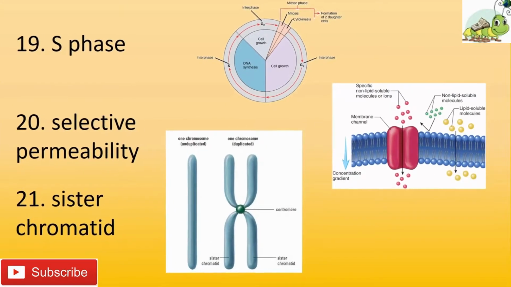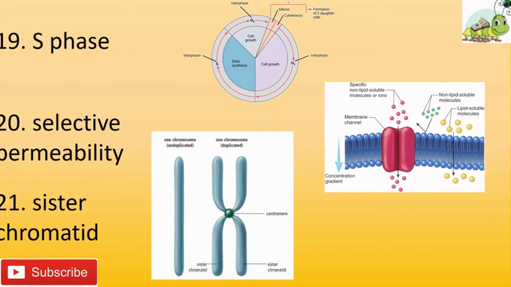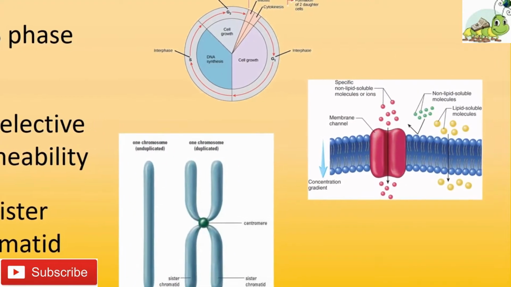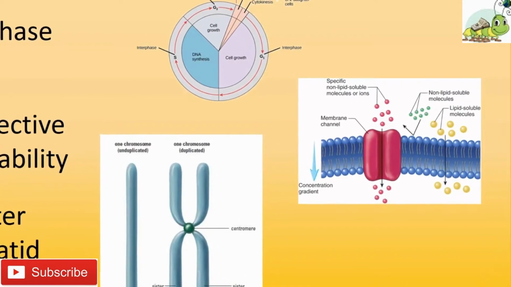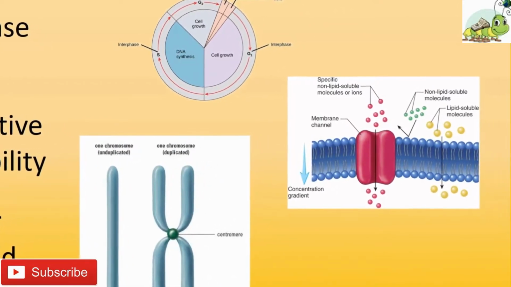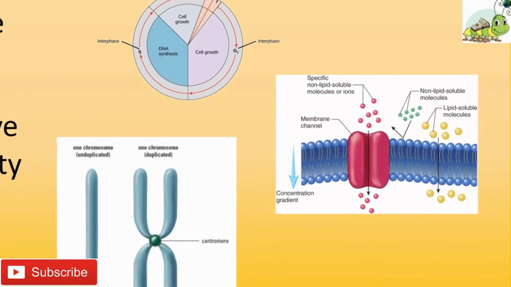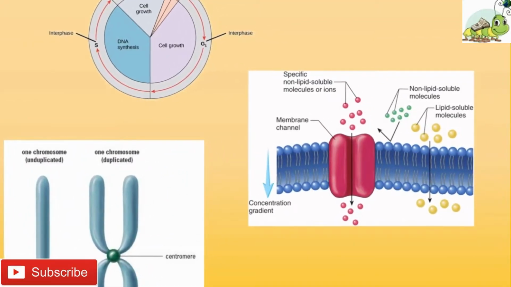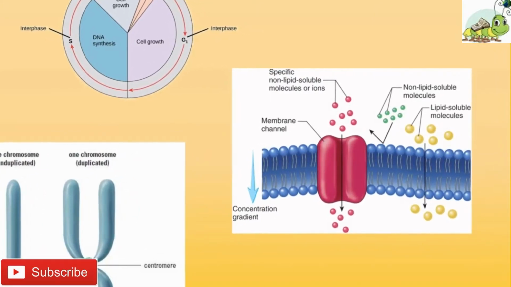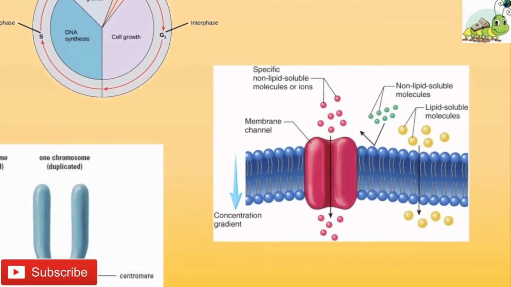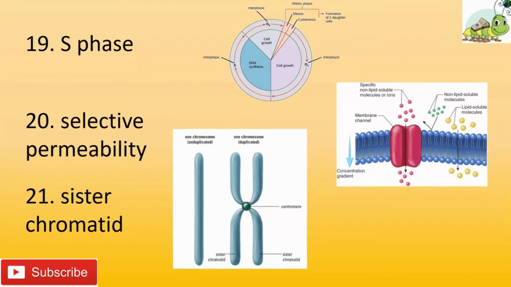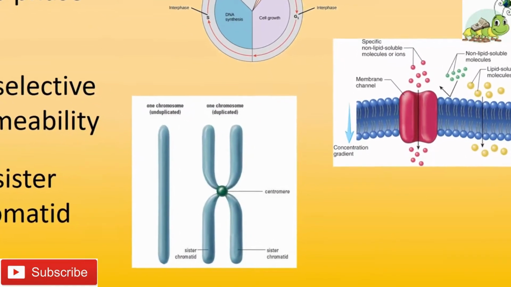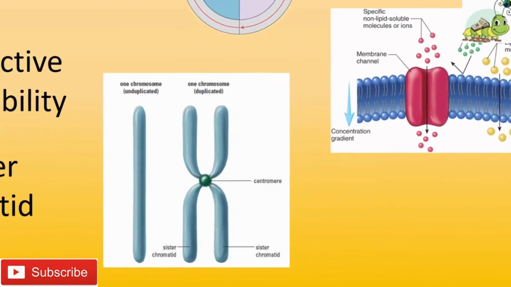Point number 20, selective permeability. A feature of any barrier that allows certain substances to cross but excludes others. The plasma membrane has selective permeability, that is, it allows certain substances to cross but not others. Point number 21, sister chromatid, one of the pair of identical chromosomes found during DNA replication.